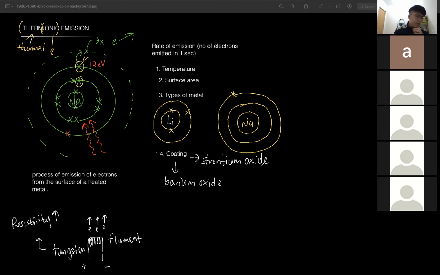Okay, now why coating will increase the rate of emission? These 2 coating, okay, their purpose is to make the metal release more electron easily. Okay, let me write this down. They will make electron release easily from the metal. If you take a metal without coating, compared to a metal you coat with barium oxide, it's like you apply 1 more layer coating. Then this coating will increase the rate of emission.